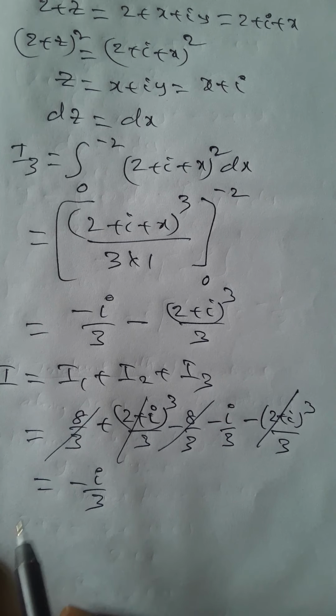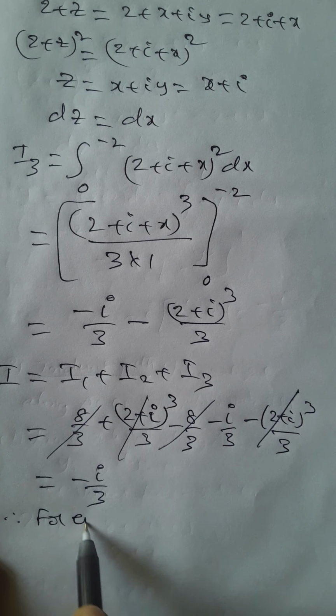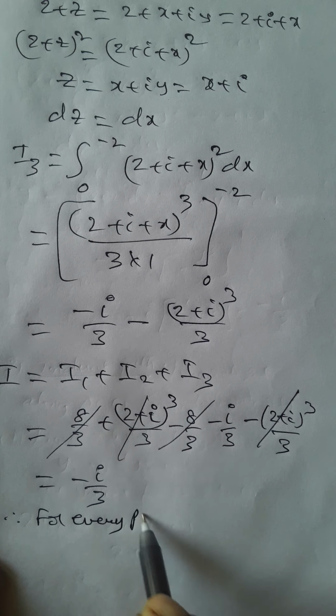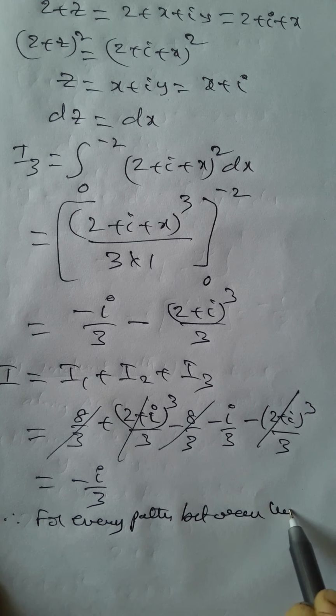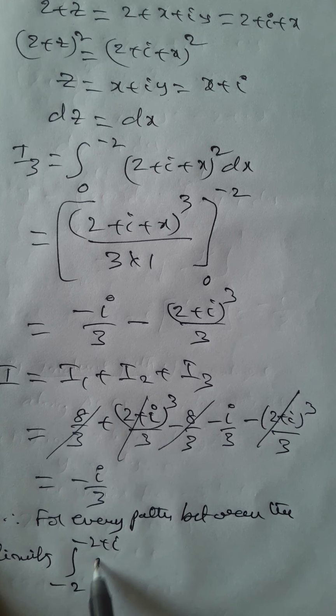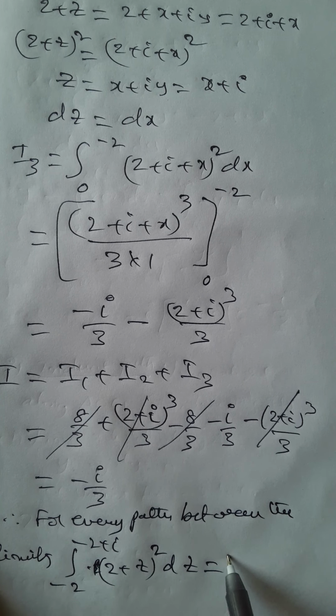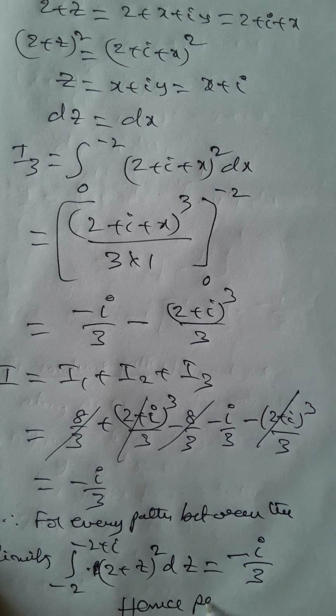Therefore, for every path between the limits, the integral from minus 2 plus i of 2 plus z whole square dz is equal to minus i by 3. Hence proved.